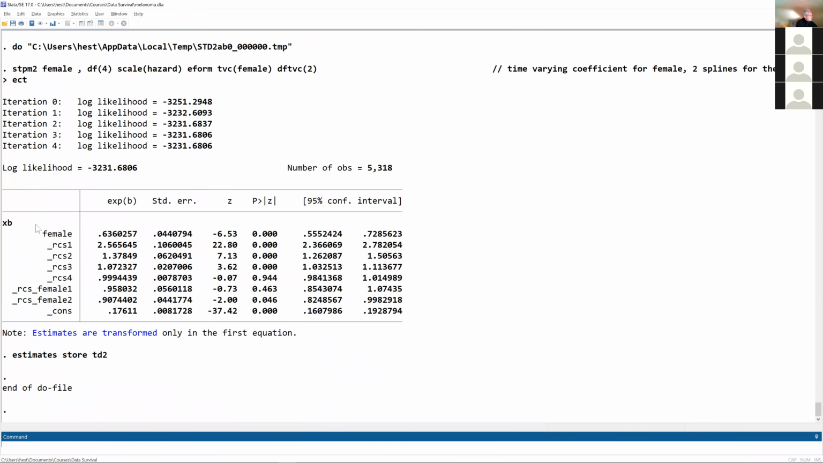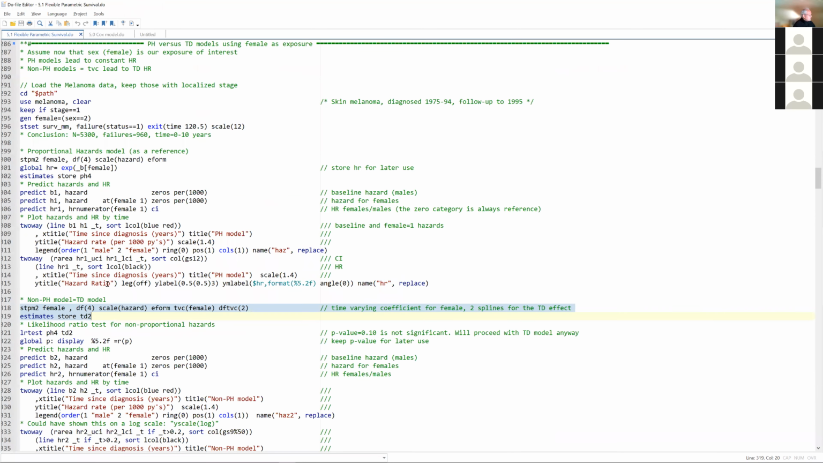So here we see the effect of female. Here we see the 4 splines for the baseline hazard. And here we see the 2 splines used for the time-dependent effect of female. Again, we cannot really interpret these splines, but we can compare models using a likelihood ratio test if we like. Likelihood ratio test, testing the proportional hazards model up here versus the time-dependent model down here.